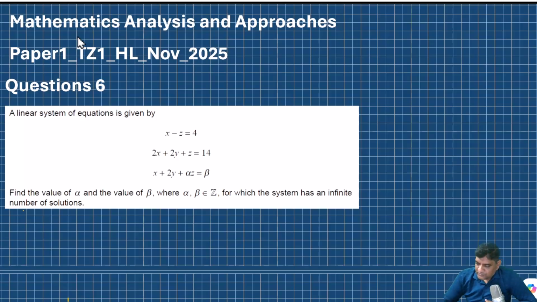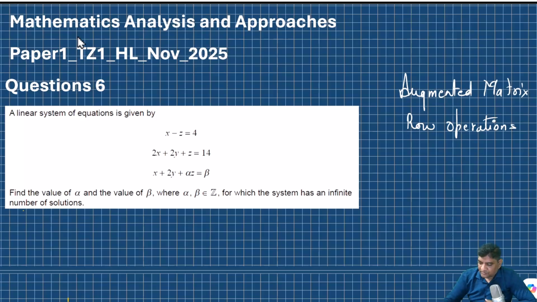The concept that we're going to use here is the augmented matrix. We're going to make an augmented matrix, and after that we're going to use row operations to convert the augmented matrix to a row-echelon form. A row-echelon form would look like this: 1, 0, some value here, 0, 1, some value, 0, 0, 1, and some values on the right. So that's the goal.